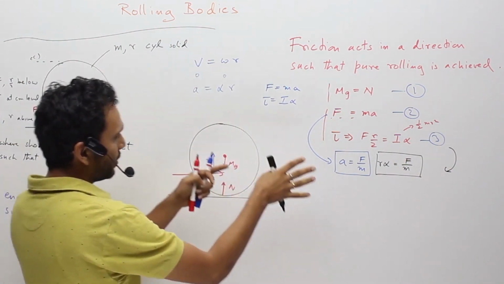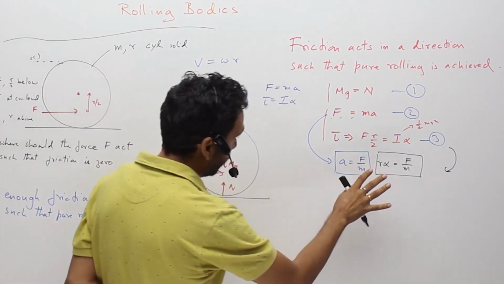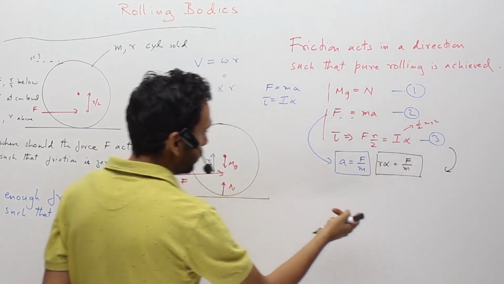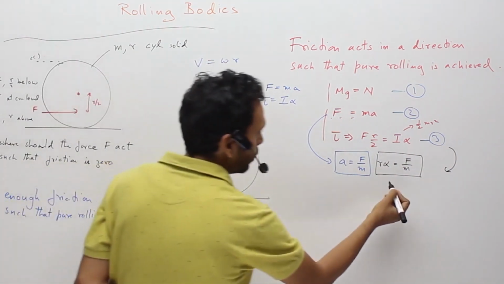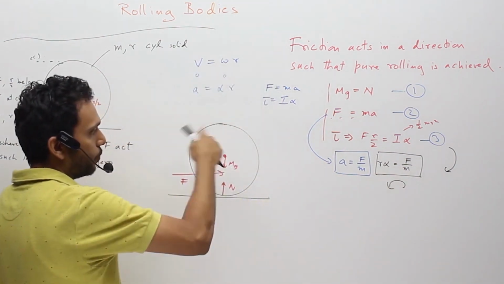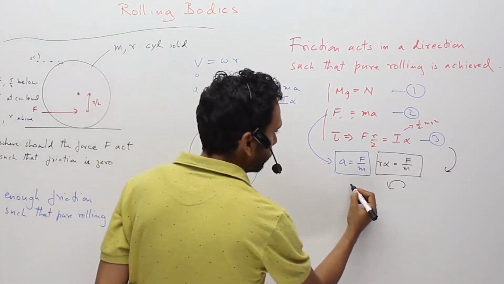So do you think they are matching? No, they are still not matching. They are not matching because of direction. Which way is this alpha? This alpha is backwards, so it is trying to rotate the thing this way. Alpha is backwards, a is forward.